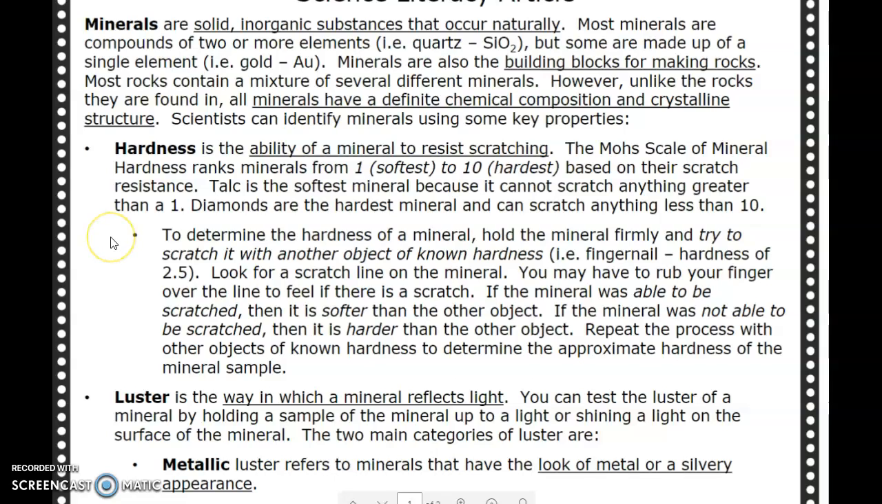To determine the hardness of a mineral, hold the mineral firmly and try to scratch it with another object of known hardness, for example, a fingernail, which has a hardness of 2.5. Look for a scratch line on the mineral. You may have to rub your finger over the line to feel if there is a scratch. If the mineral was able to be scratched, then it is softer than the other object. If the mineral was not able to be scratched, then it is harder than the other object. Repeat the process with the other objects of known hardness to determine the approximate hardness of the mineral sample.